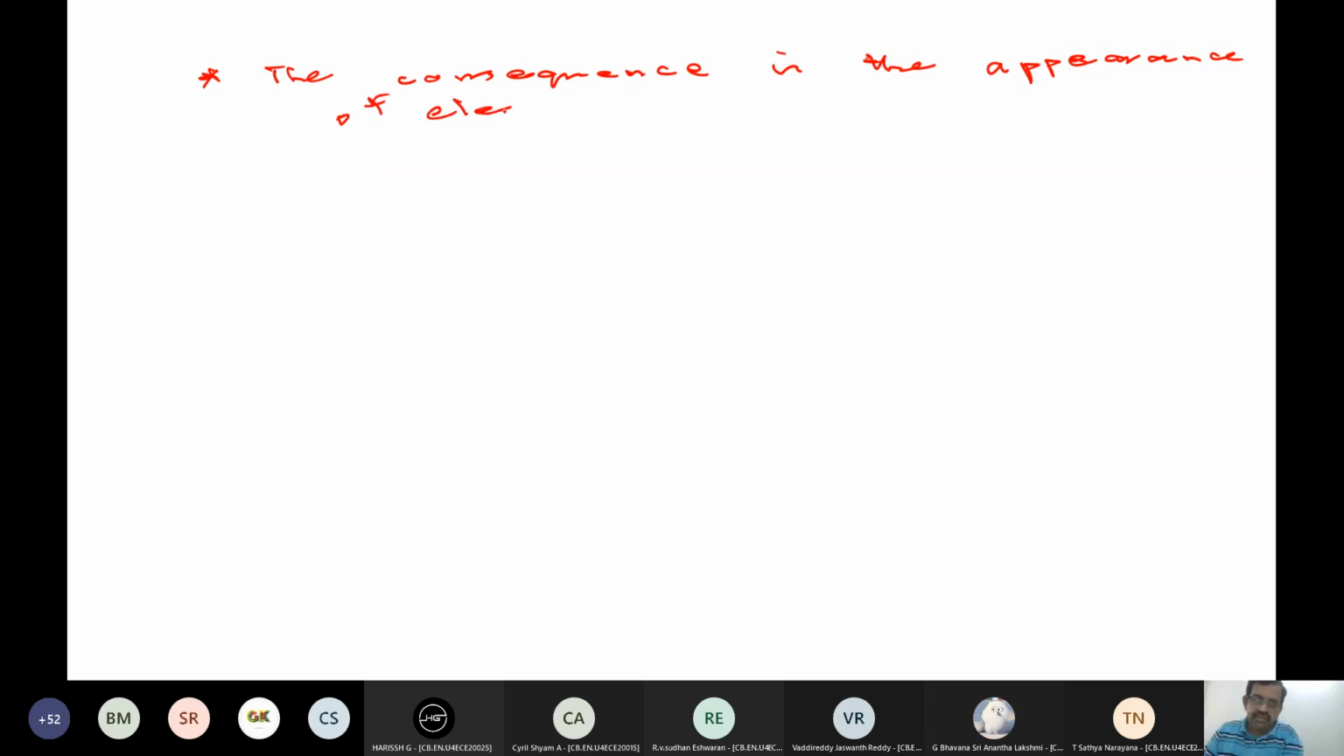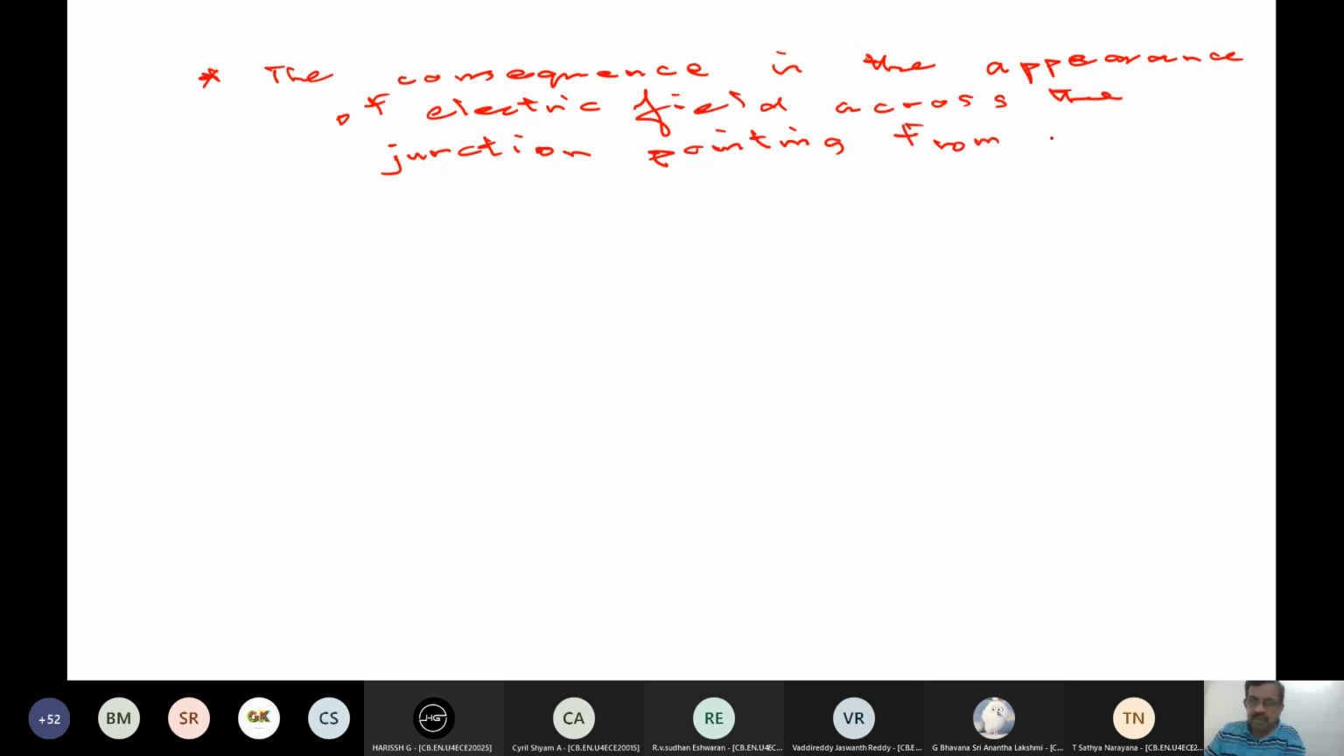So once the space charge is formed, the consequence is the appearance of an electric field across the junction, pointing from N side to P side.